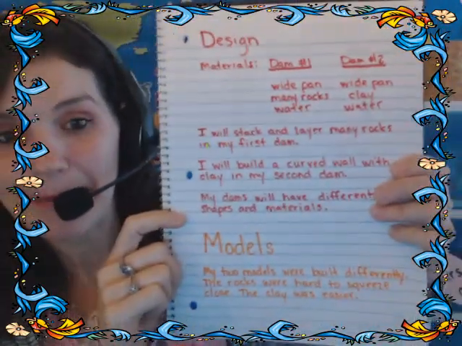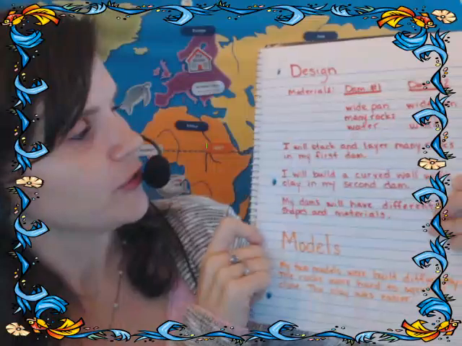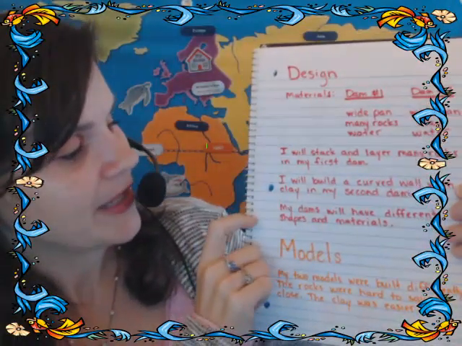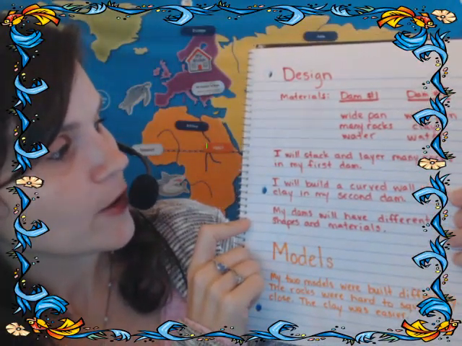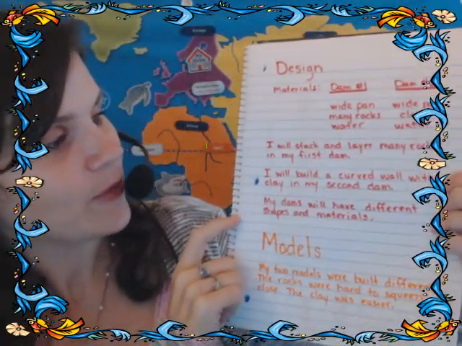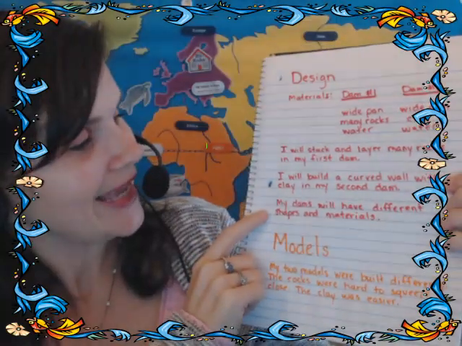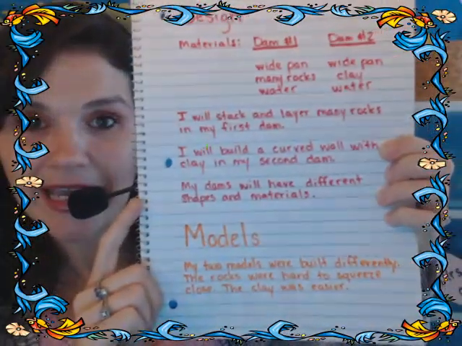And here are my steps. So we talked about steps a little bit, but we didn't get into them quite all the way, but I'll go ahead and show you my example. My first step is I will stack and layer many rocks in my first dam. Next, I will build a curved wall with clay in my second dam. And last, my dams will have different shapes and materials.